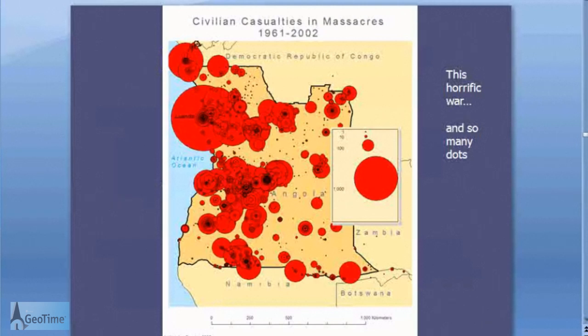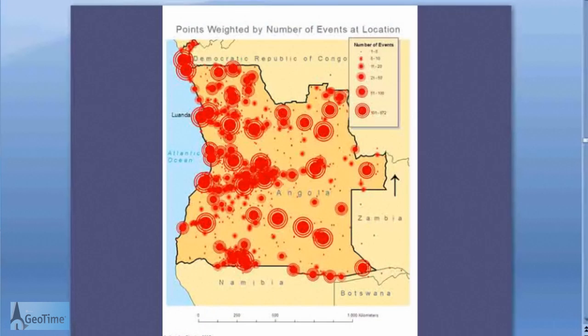And this horrific war has so many dots on it that when you first open up a map and look at the number of massacres, perhaps weighted according to the intensity of the event, with larger circles being more serious massacres, it still doesn't tell you very much, right? Having all these red dots on a map.